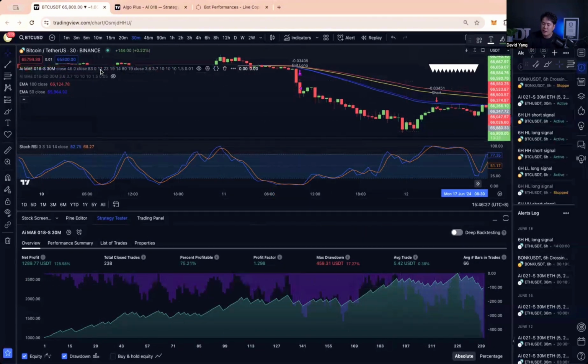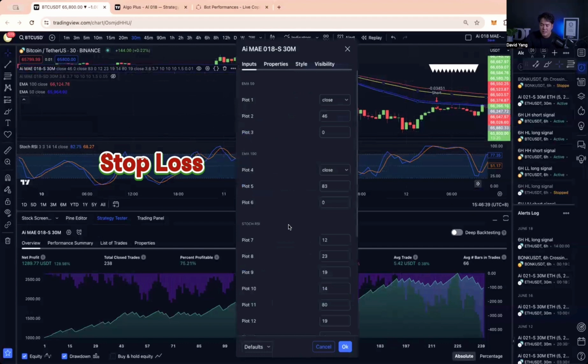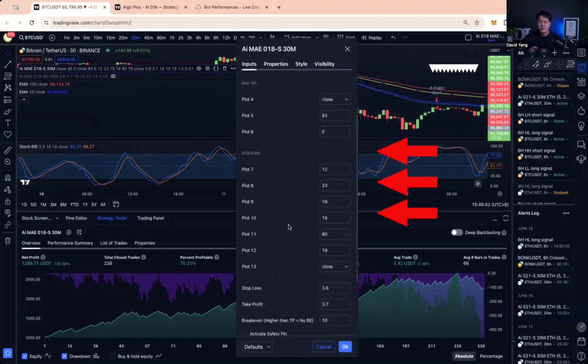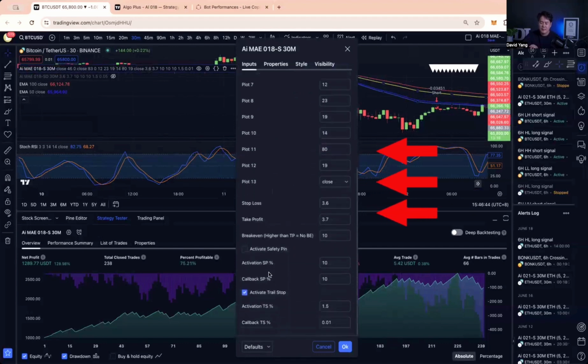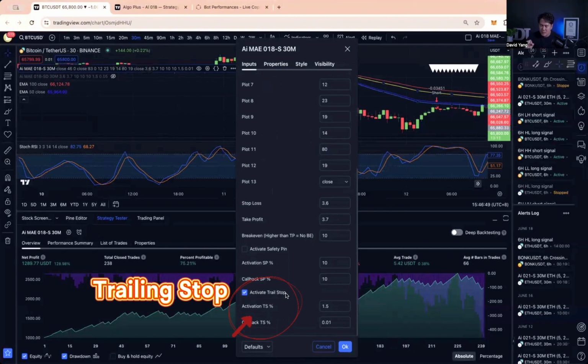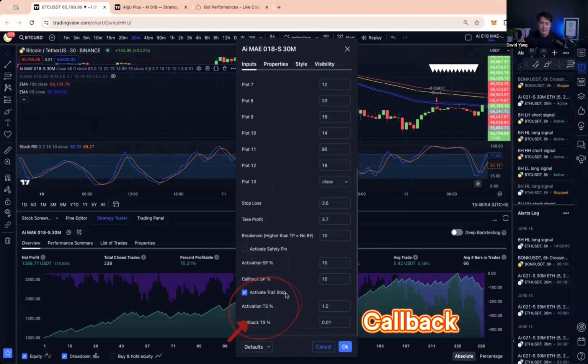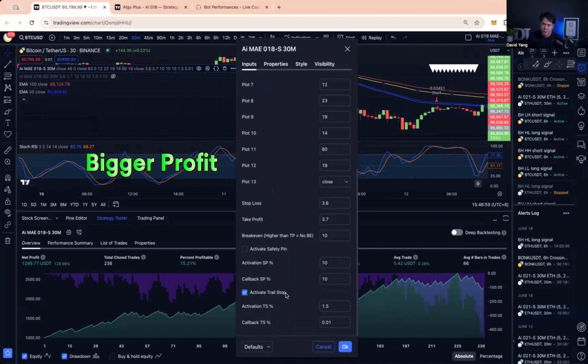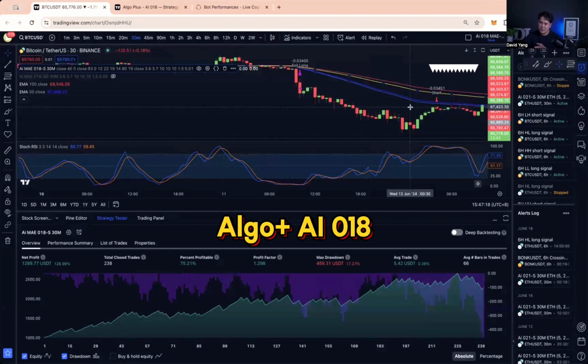Afterwards, you can play around with different parameters and different stop losses. This is the setting that I use, you can take a look. I'm using trailing stops, with a small trailing stop activation. At the same time, I'm using a 0.01% callback so that every time it shoots up crazily, I can still enjoy a bigger profit. So this is where my AI018 gets started.